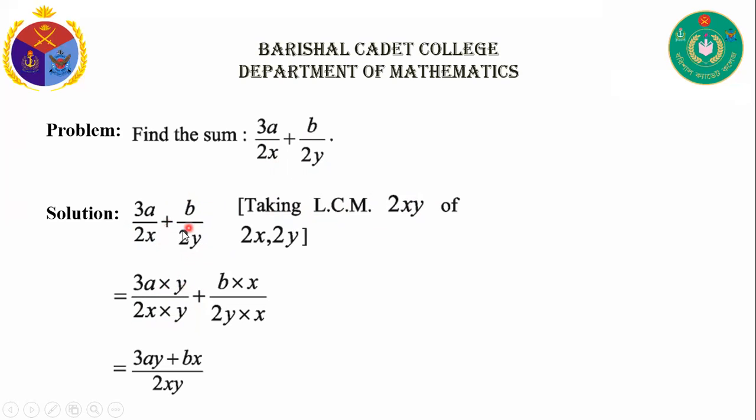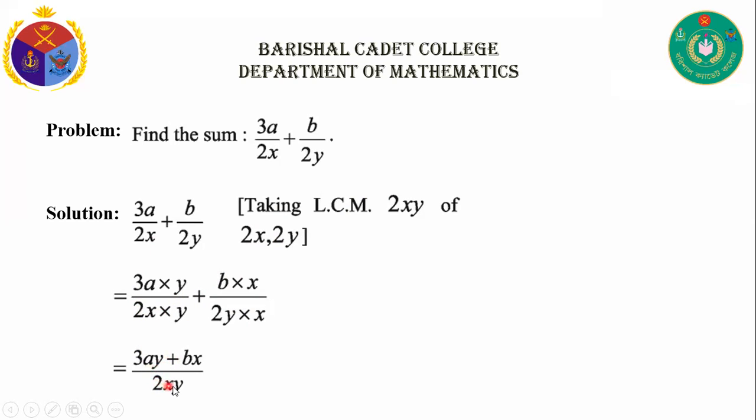Similarly, for the second fraction, we have denominator 2y and our common denominator should be 2xy. So 2xy divided by 2y is x. So the quotient of the second fraction is x, and we have to multiply x in the numerator and denominator. So guys, now see here, these two fractions have the same denominator 2xy. Now we can add these two fractions, and we get denominator 2xy and the numerator will be 3ay plus bx.